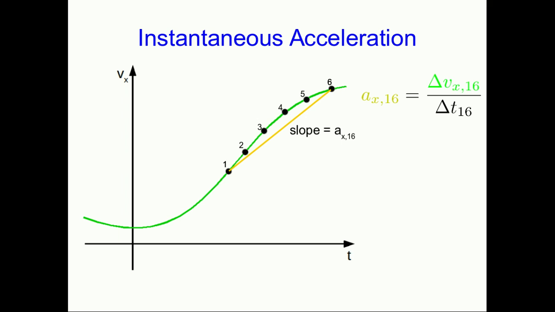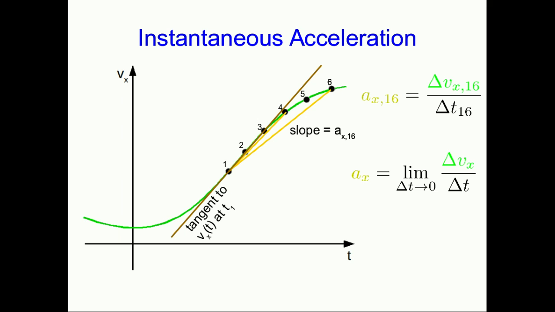And if I want to get closer and closer to what we would call the slope at, say, time t1, I would look at smaller and smaller time intervals. So again, I'm taking the limit as delta t goes to 0, and the slope will approach the slope of the tangent line at t1. So that's this limit, and it's what we define as the derivative.